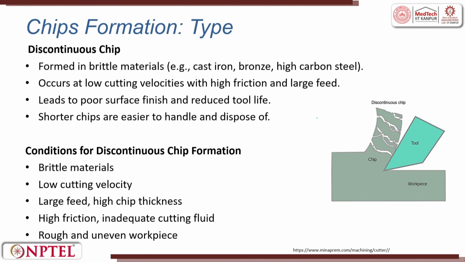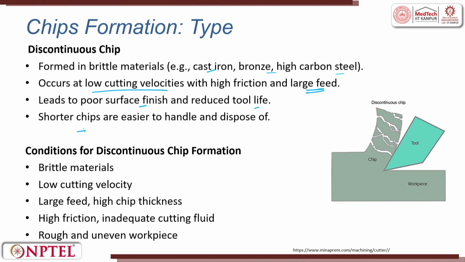A discontinuous chip generally forms in brittle material like cast iron, bronze, high carbon steel, and occurs at low cutting velocities with high friction on the tool. Once there is high friction on the tool, the tool is going to wear out very fast. So, low cutting velocity, larger feeds. Now, you can assume feed is along the axis, that is feed. So, large feed, high friction and low cutting velocities lead to poor surface finish and reduced tool life.